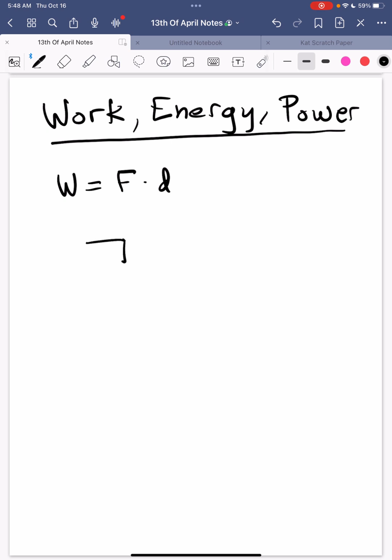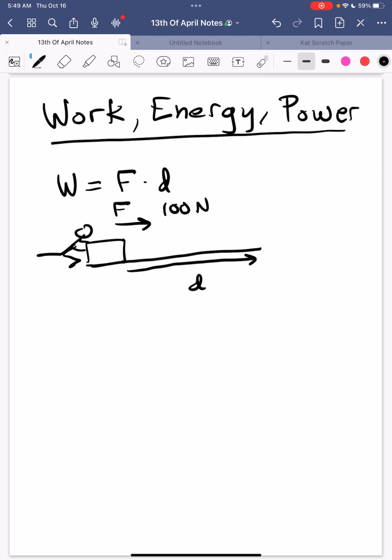The usual way of describing that is, imagine we've got some box and we're going to push it across the floor. As we push it across the floor, we're going to move it some distance, call it d. So we apply a force like this, let's say it's 100 newtons, and we move it for some distance, let's say 20 meters. So that's our force, and that's our distance.